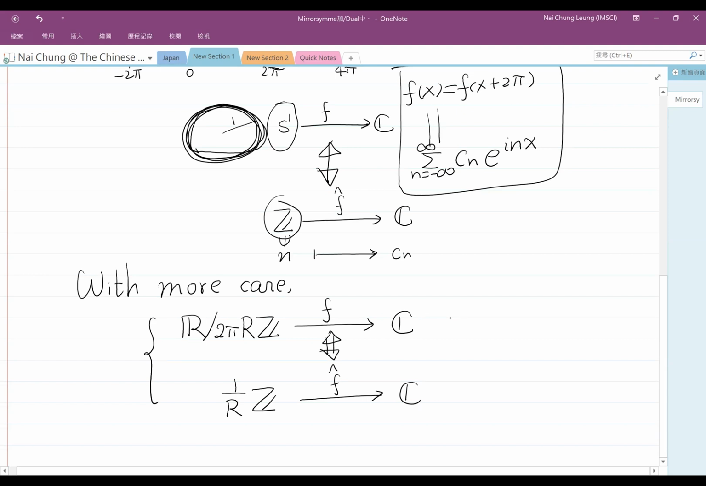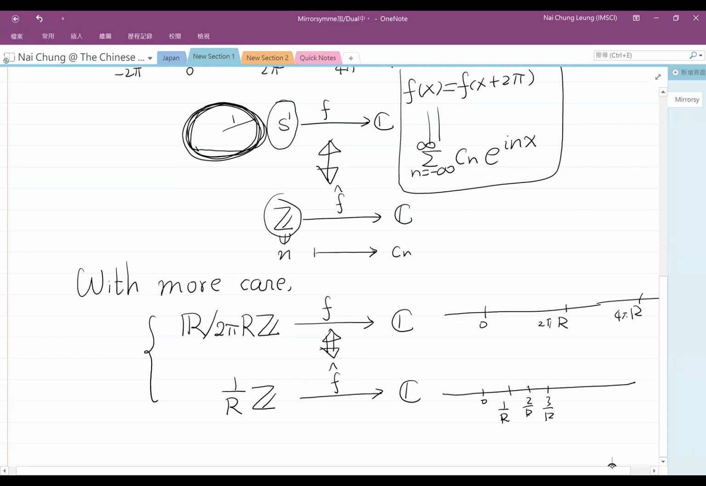That means that on one side, you are looking at from 0 to R, maybe 2 pi times R, and then 4 pi times R, and so on. And then the other side will be smaller now: 0, 1 over R, and then 2 over R, and so on. So this has a relation between a large circle and a very small circle.